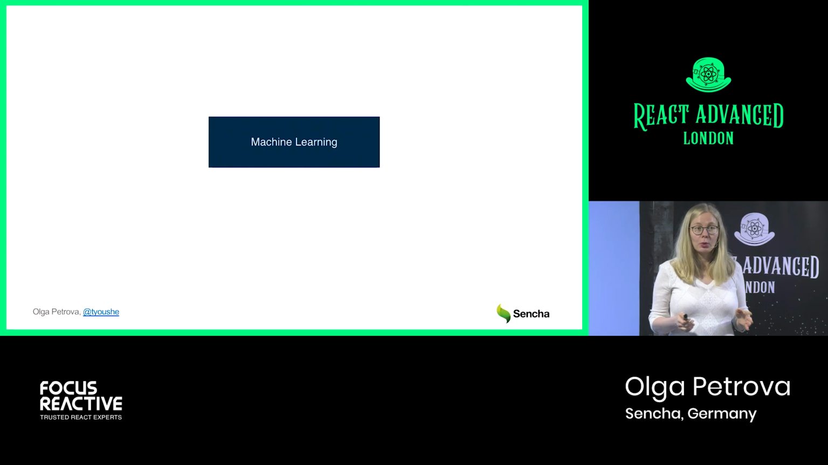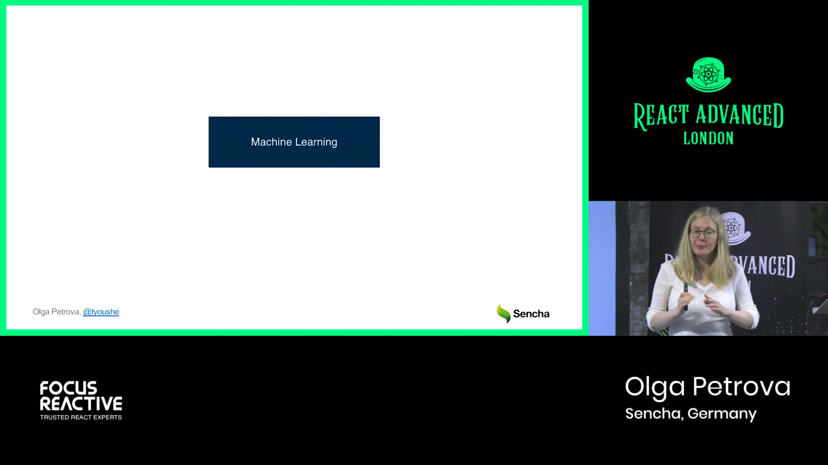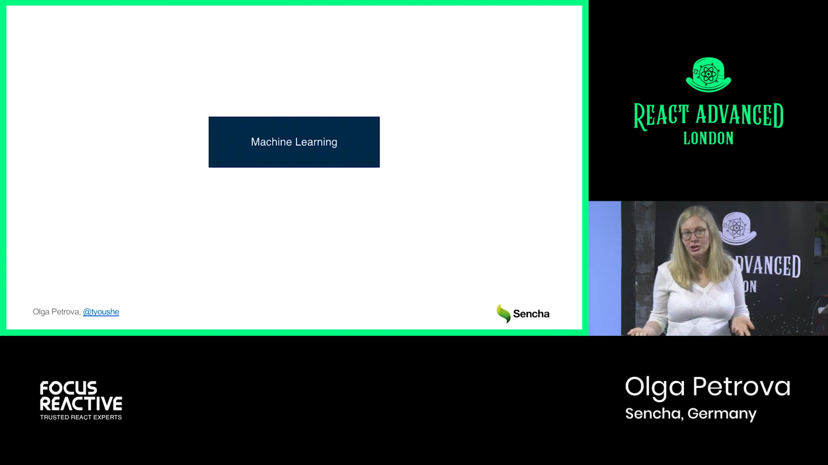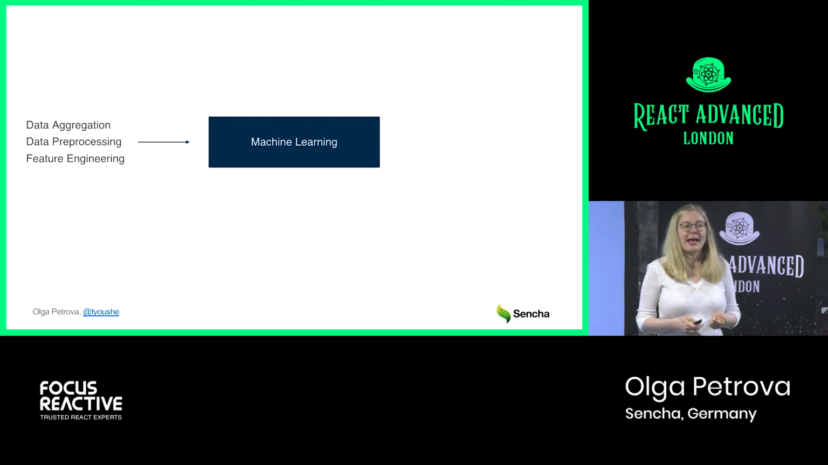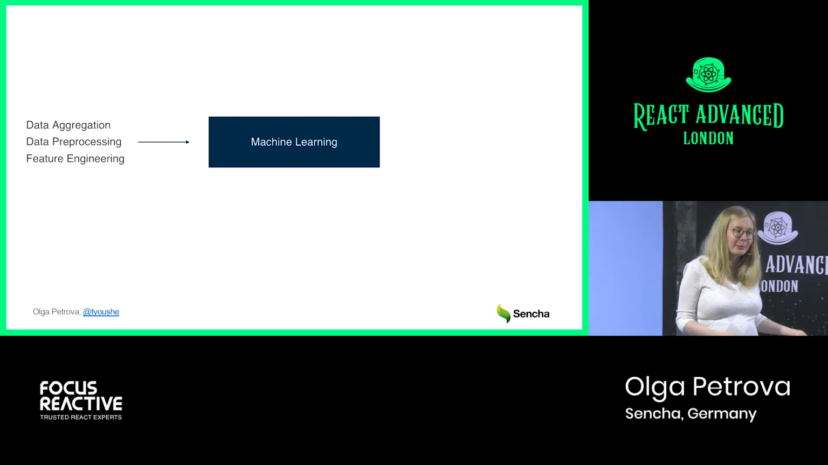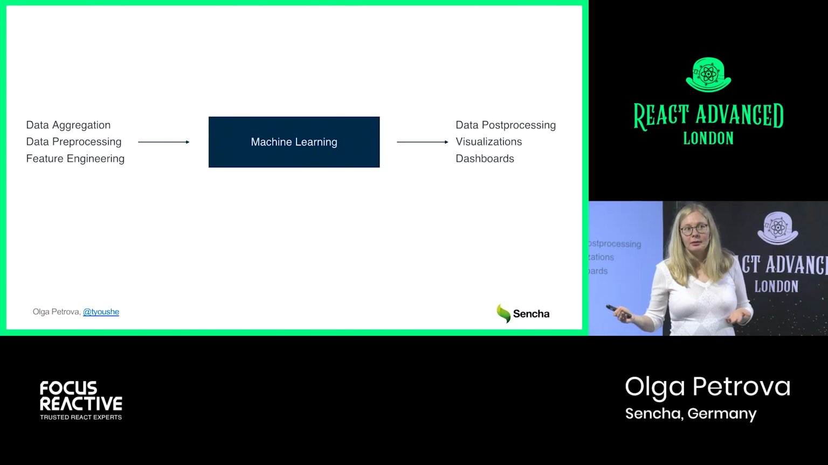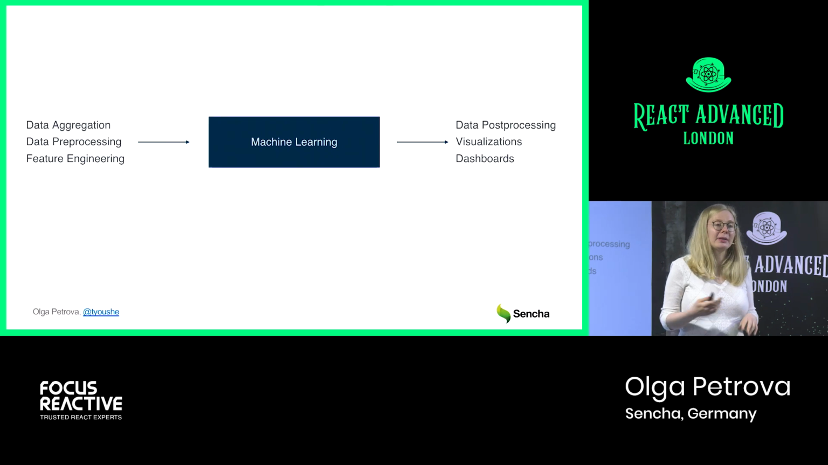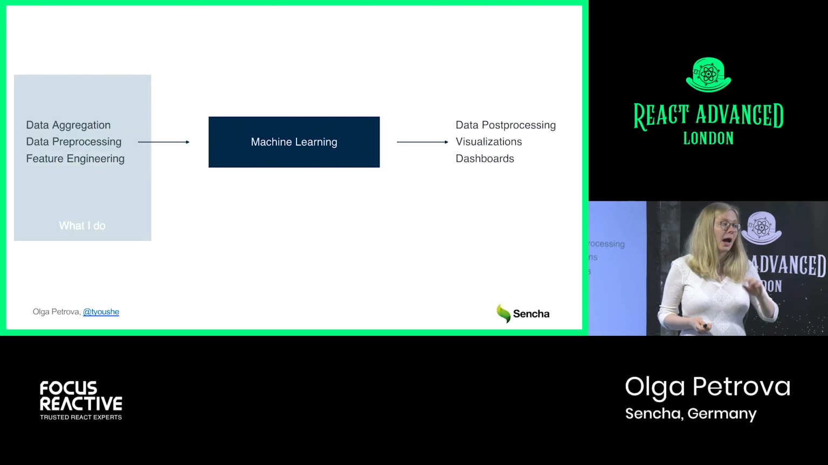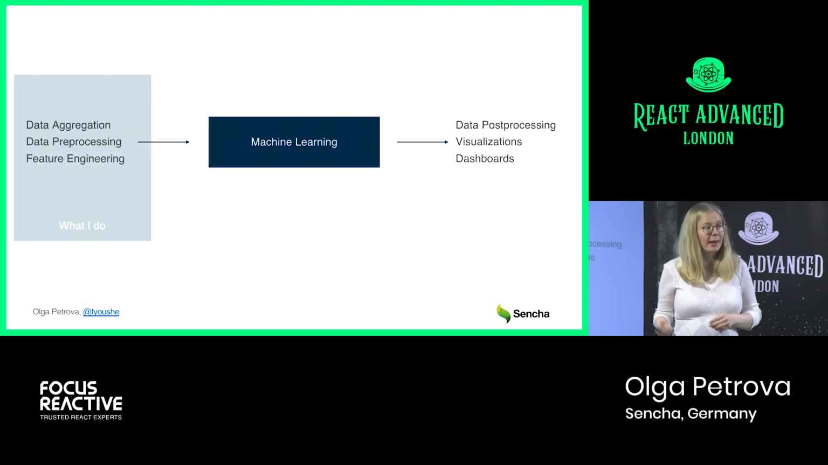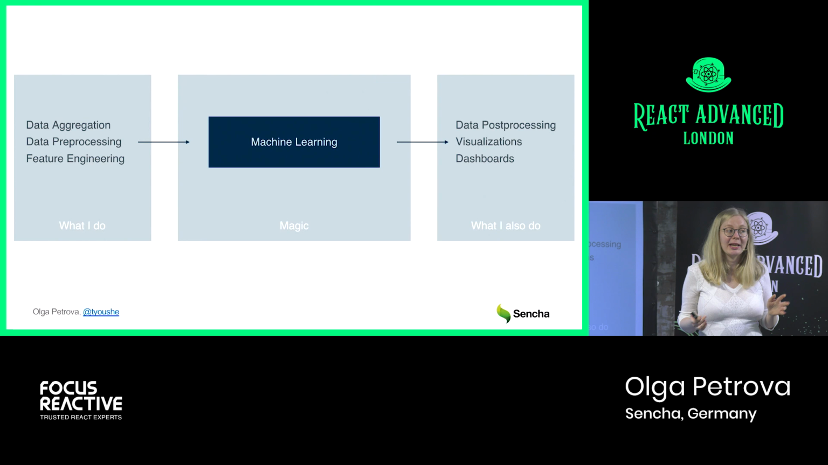If you take a look at a typical machine learning project, then machine learning itself is only one step in the whole process. Before performing machine learning, you need to aggregate your data from different sources, pre-process your data, and then perform feature engineering. And after machine learning itself, you need to post-process your data to be able to present your results to your users, and maybe build nice-looking dashboards and visualizations. So for me, it was always like I'm doing the first part and the last part, but never the central piece, and it was a kind of magic for me.